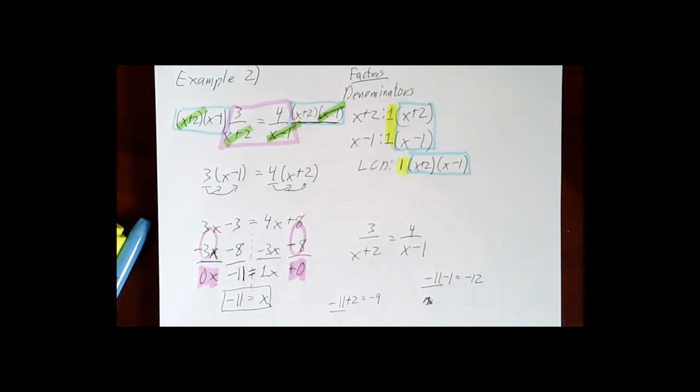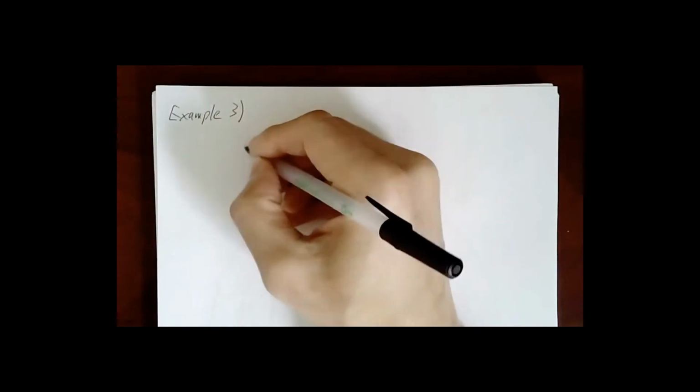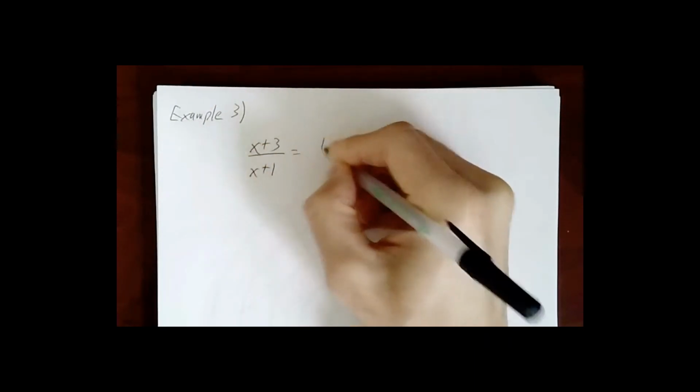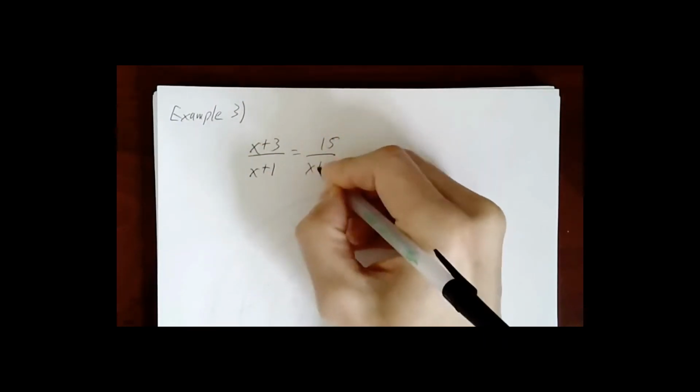Now let's see one more example of solving rational functions. In my third example, I'm going to analyze something that requires a quadratic result that will give us two answers at the very end. So I'm going to start with my equation, which is going to be x plus 3 divided by x plus 1. This will equal 15 divided by x plus 7.